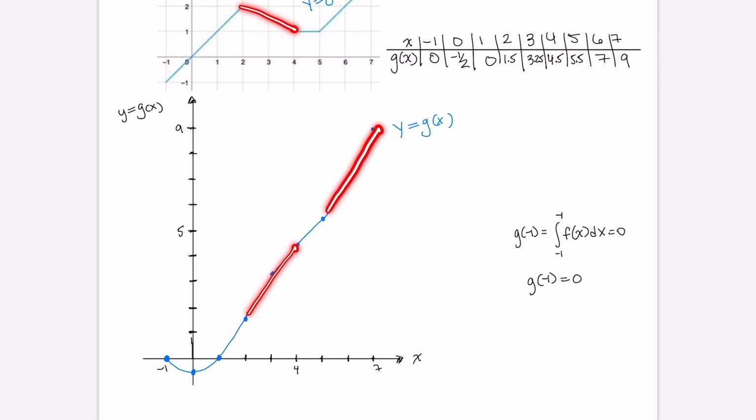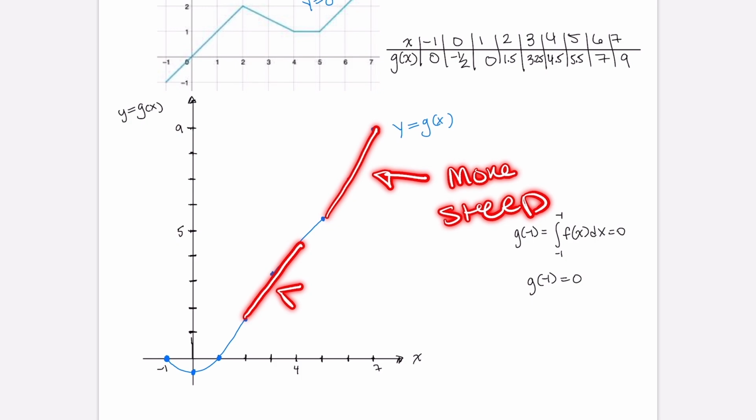And we can confirm that because look, this line here looks steeper than this line here. So more steep. This is less steep. But they're both positive, and if you notice, this slope here is not as positive as this slope.